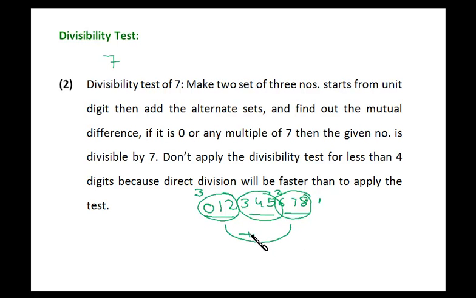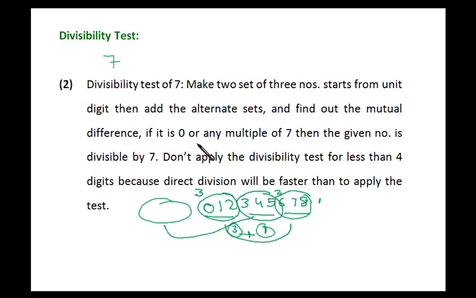So okay, it's set number 3 plus set number 1. And if we had a fourth set, then the second set and the fourth set would have been added. Then find the mutual difference, which means that after adding the alternate sets, we have to subtract the other set from it. So when we add set number 3 and 1, we have to subtract the sum of set number 4 and set number 2.